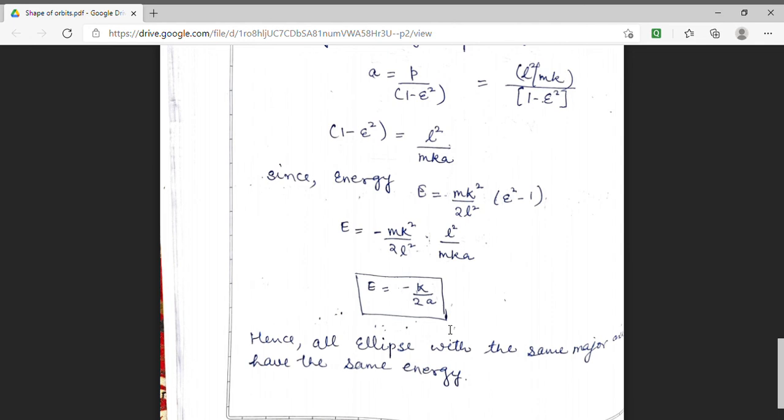So in today's lecture, we have derived the shape of our orbits, which depends on eccentricity.